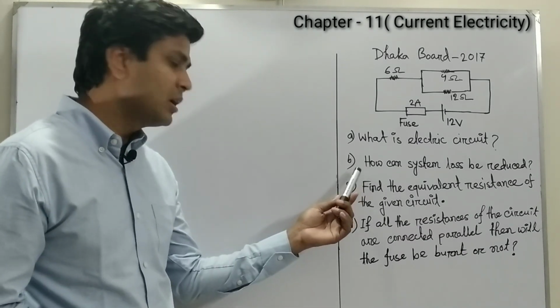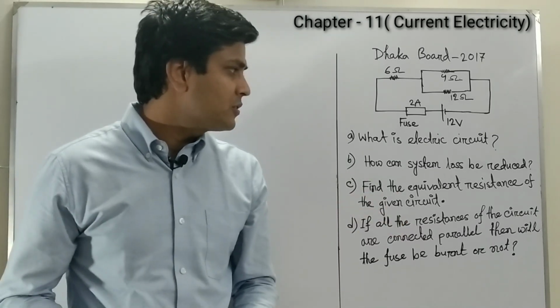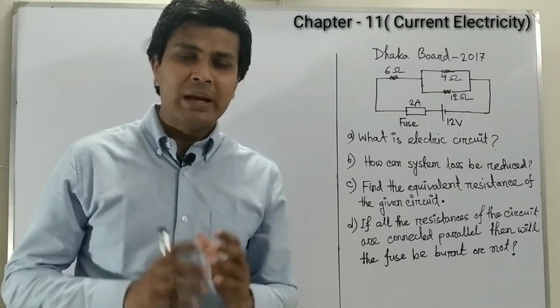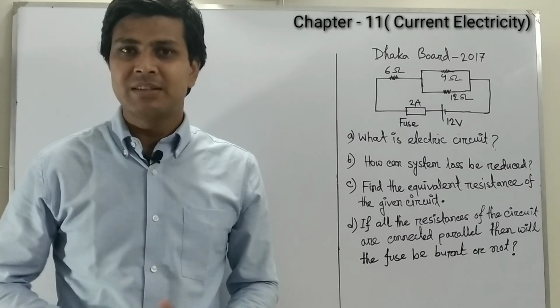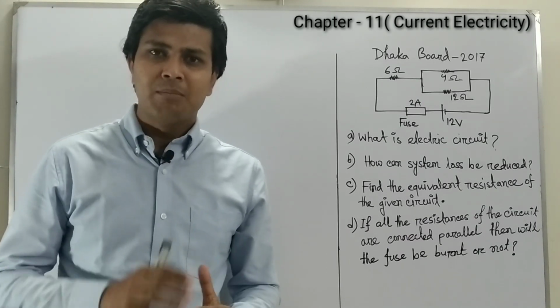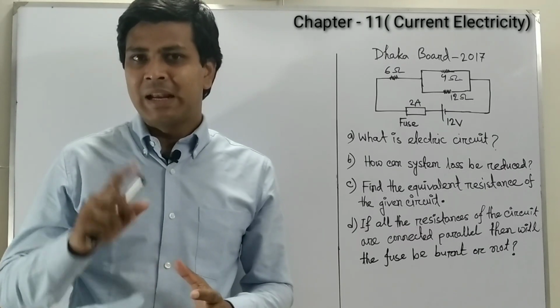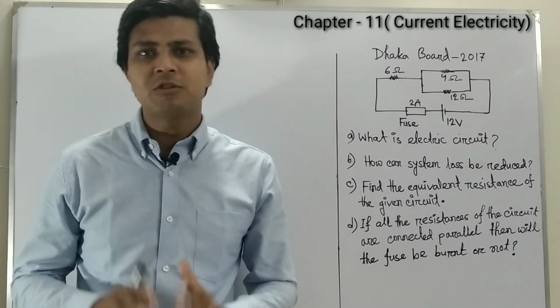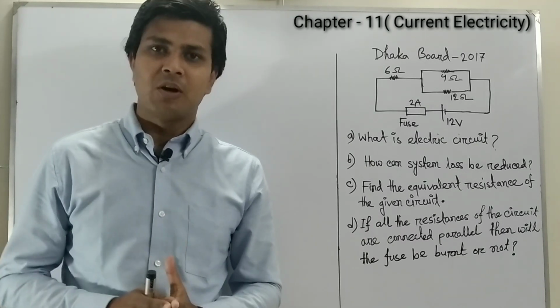Now question number B, how can system loss be reduced? First of all, we have to know what is system loss. When electricity has to be sent from one place to distant places, we need wire. By the wire, electricity will flow from one place to another, and every wire has a resistance. Due to the resistance, some amount of electricity will be lost, and that is called system loss.